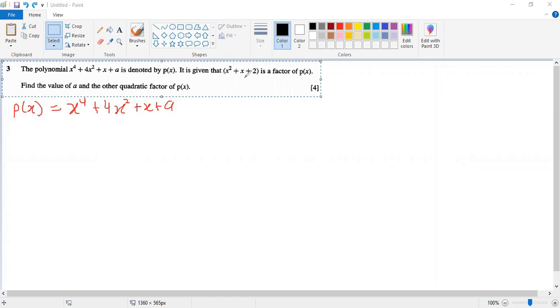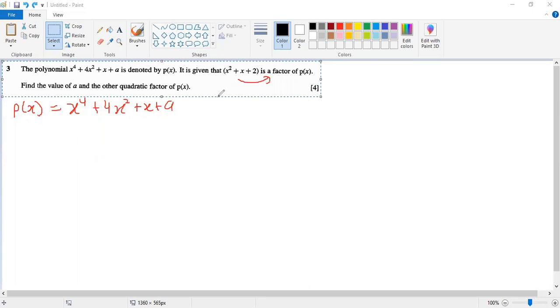It's given that x squared plus x plus 2 is a factor of p(x). Find the value of a and the other quadratic factor of p(x). So how do we do that? There are a few methods. Sometimes you can write a general quadratic, multiply it out, and equate the coefficients. But actually there's an interesting way: we can do a divide.